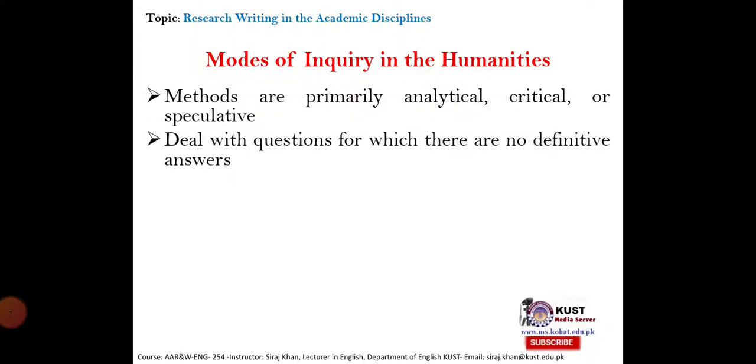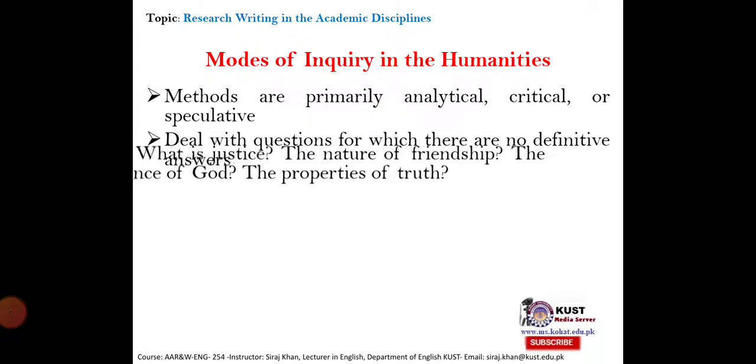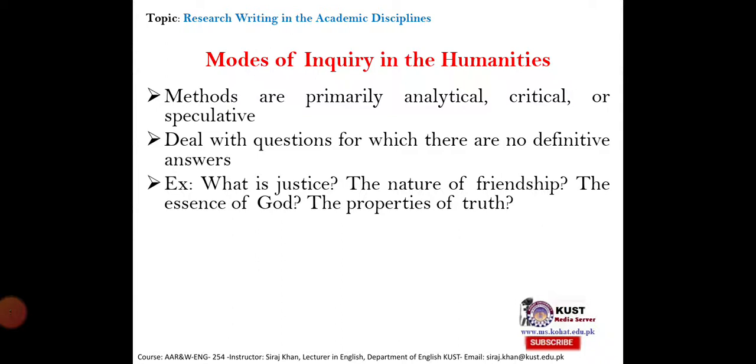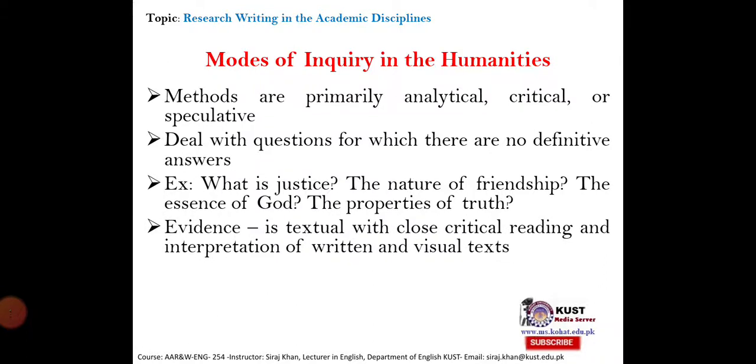Humanities deal with questions for which there are no definitive answers: what is justice? The nature of friendship, the essence of God, the properties of truth. Creative writing attempts to achieve or create an effect in the minds of readers. It can also be used as an outlet for people to get their thoughts and feelings out onto paper. Evidence is textual, with close critical reading and interpretation of written and visual text.